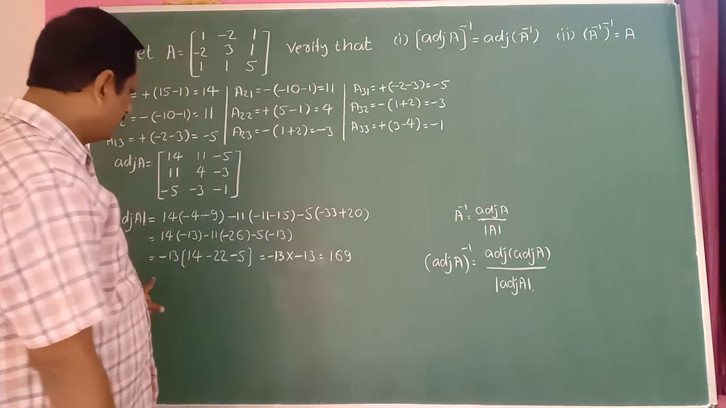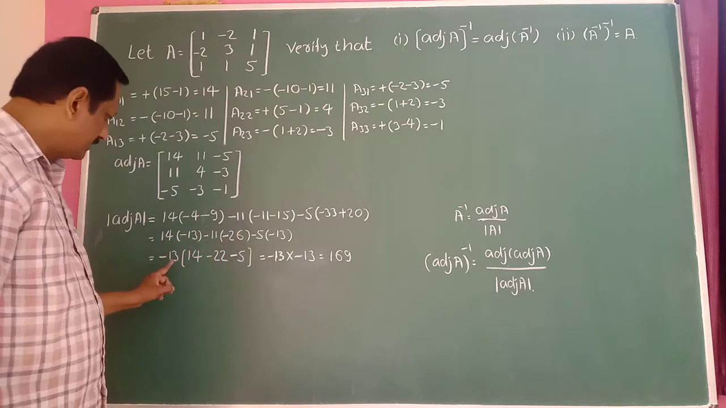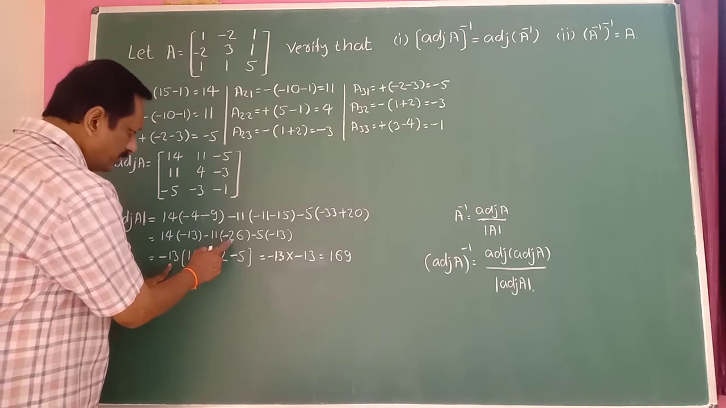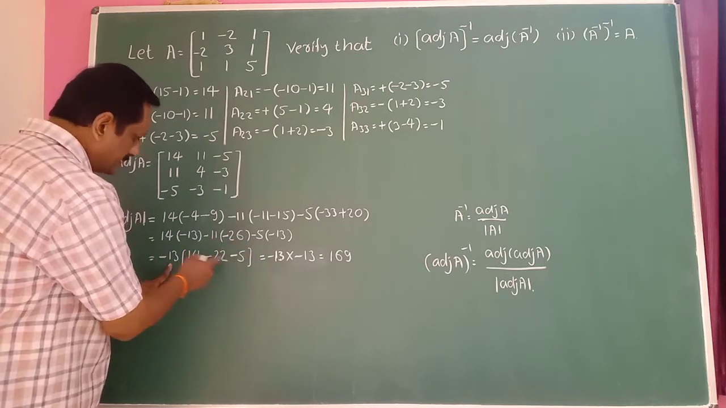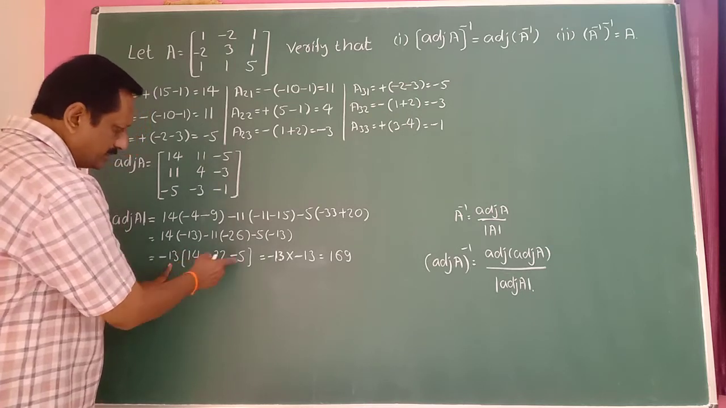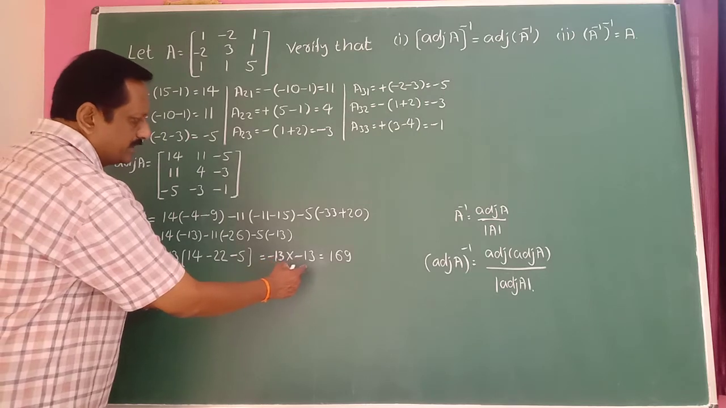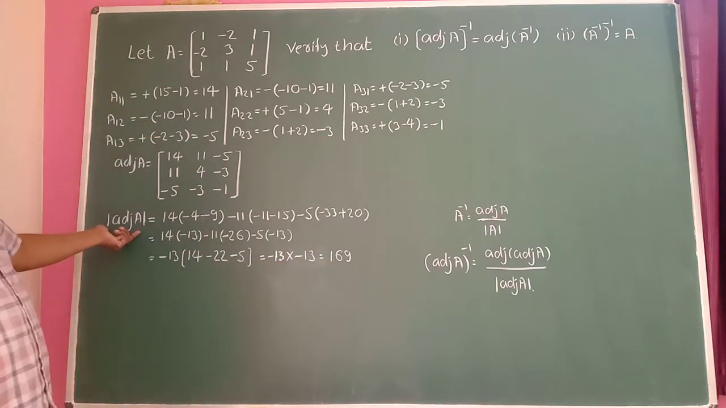So simplifying, we get minus 13 as a common factor here. Right here 14, and here remaining is 2. 2 11s are 22 and the remaining term is minus 5, because minus 13 is common. So simplifying this result, we get minus 13. Minus 13 into minus 13 is 169. This is the determinant of adjoint of A.